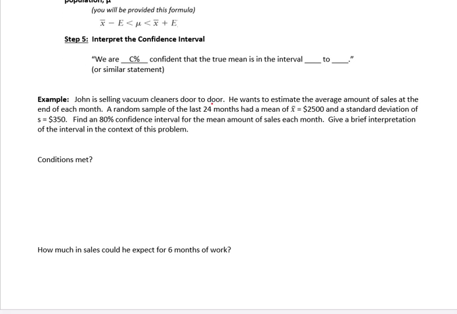John is selling vacuum cleaners door to door. He wants to estimate the amount of sales at the end of each month. A random sample of the last 24 months had a mean of $2,500 and a standard deviation of S equals $350. Find an 80% confidence interval for the mean amount of sales each month. Give a brief interpretation of the interval in the context of this problem.